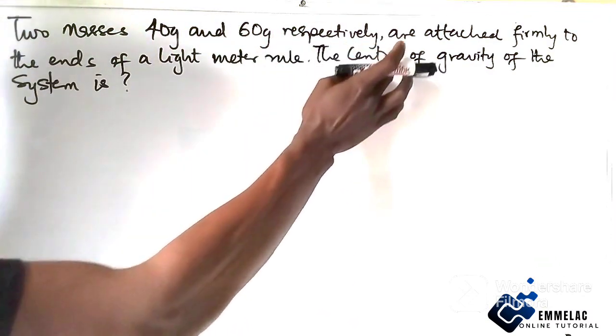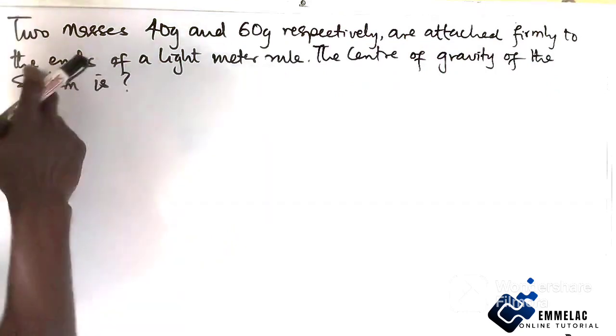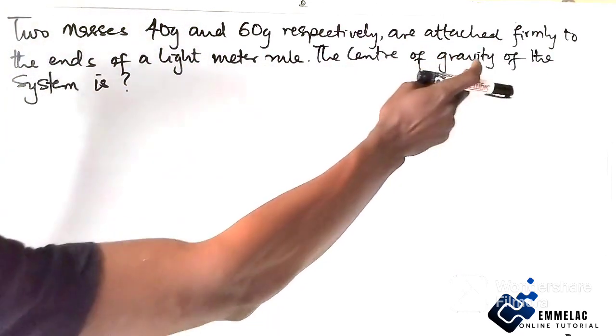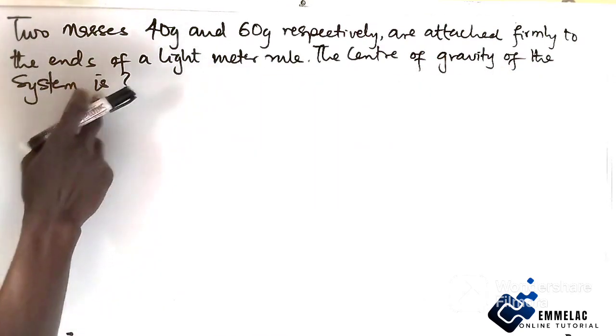Two masses, 40 gram and 60 gram respectively, are attached firmly to the ends of a light meter rule. Now the center of gravity of the system is.